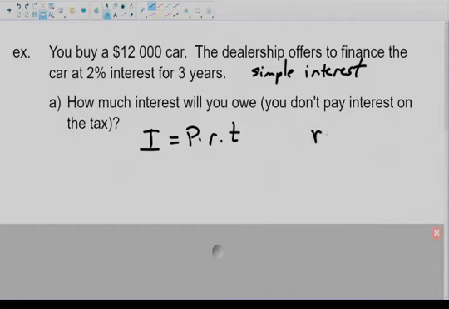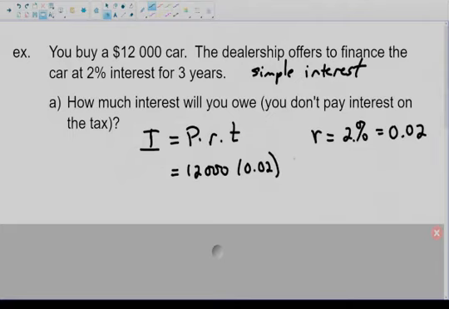And I'm going to calculate my rate over here again. So 2%. 2% is equal to what decimal? Well, if you divide this by 100, you're moving the decimal place 2 spots to the left, which gives 0.02. Okay? So let's put in all our numbers. P is 12,000, our principal. R is 0.02, and t is 3. Now for this one, I'm going to need a calculator.